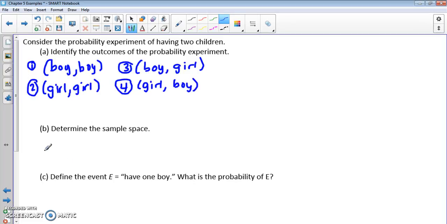So part B asks us to determine the sample space, so that's just where we write all those outcomes. So we're going to write S is equal to curly brackets, and then we're just going to list the outcomes. So I'm just going to use B for boy and G for girl for simplicity here.